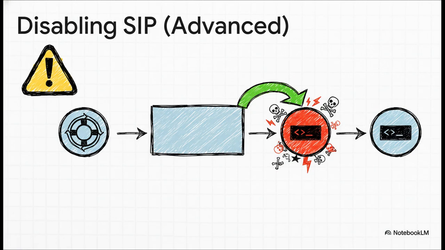Now, in some really tough cases, users have found they had to temporarily turn SIP off just to get something to install. But listen, this is a huge step. You're basically taking the master lock off the building. You have to reboot into a special recovery mode, and it is absolutely crucial that you turn it back on as soon as you're done. This is definitely a last resort.